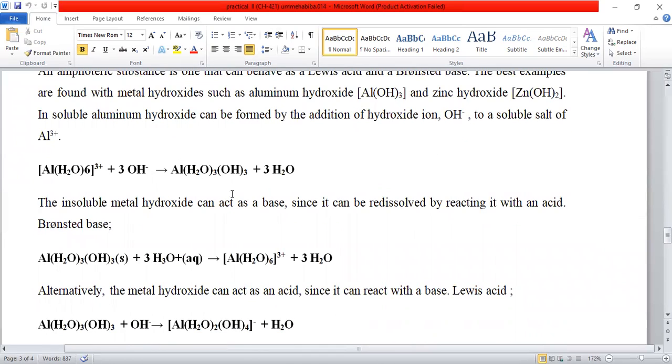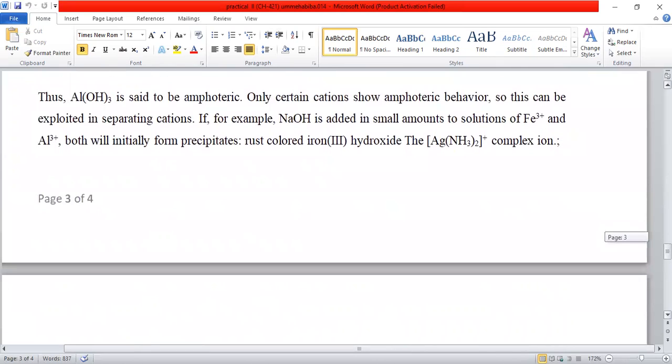And in this equation, you can see the insoluble metal hydroxide can act as a base, and it acts like an acid when it reacts with a base. So both reactions are given. In the first case, it reacts like a base, and in the second case, it reacts like an acid. This aluminum hydroxide is said to be amphoteric.